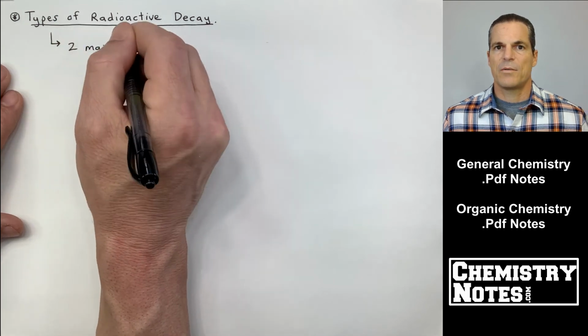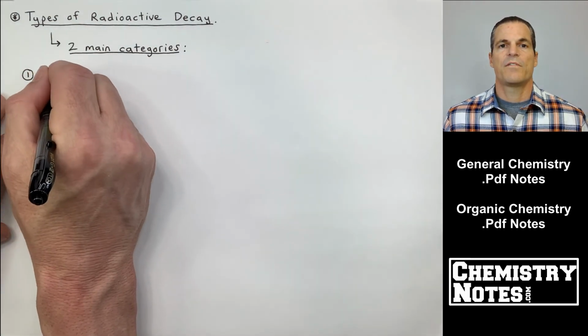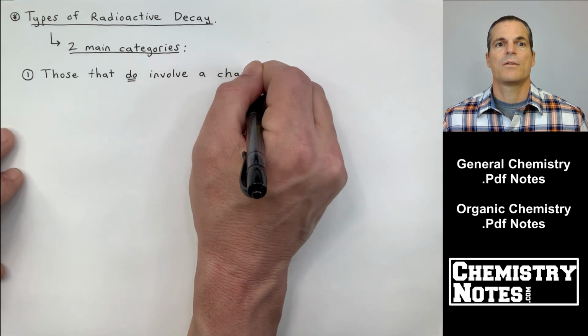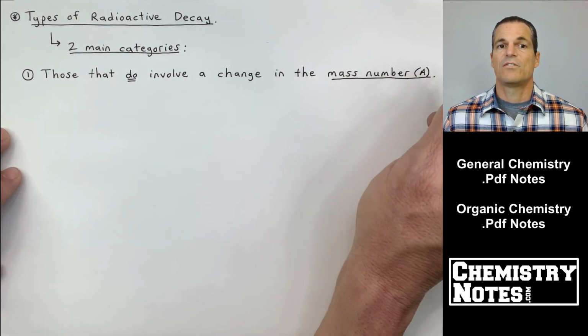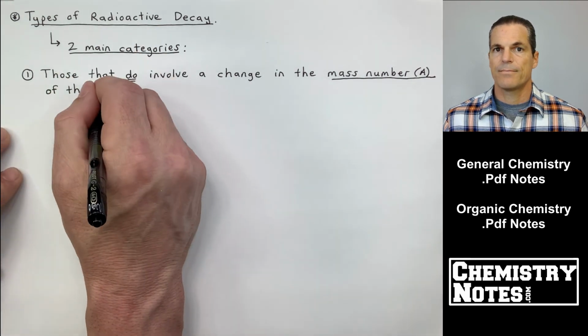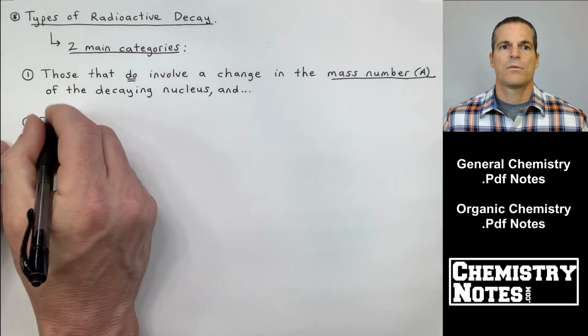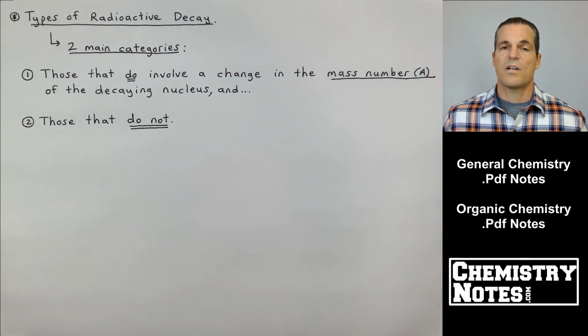Now, that boxed reaction on the previous page was one type of radioactive decay or one type of nuclear reaction. There's a number of different ways to say it. There are many types of radioactive decay, not just like the one in the box on the previous page. So, types of radioactive decay, we have two main categories. First category would be those that do involve a change in the mass number A of the decaying nucleus, and 2, those that do not involve a change in the mass number A of the decaying nucleus. So the one we just saw on the prior page, nitrogen-14 was the result of the decay of carbon-14. So in that particular reaction, number 2 is the category that it would fit into.